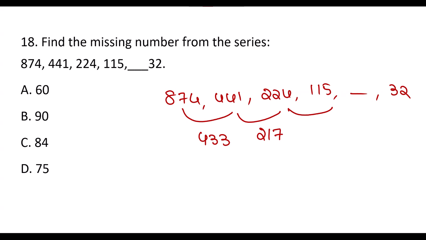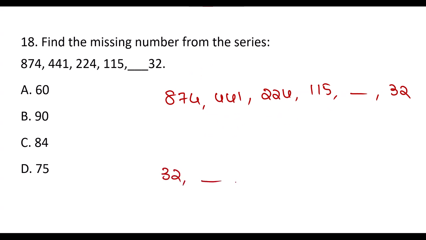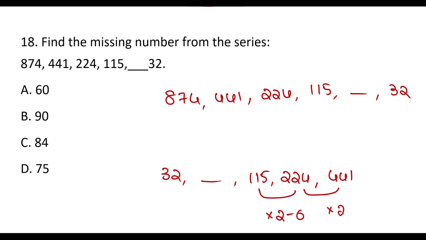1. In fact, we can do multiplication-related also if you see it in this reverse way. If you write it in reverse, then you may see these things in multiplication pattern easily. What is 115 two times? 230 minus 6. 224 two times, 440 minus 7. 441 two times, 882, but they gave 874 minus 8.